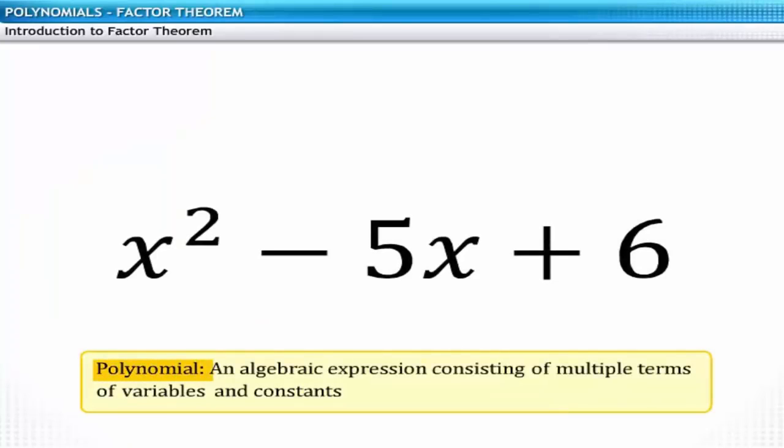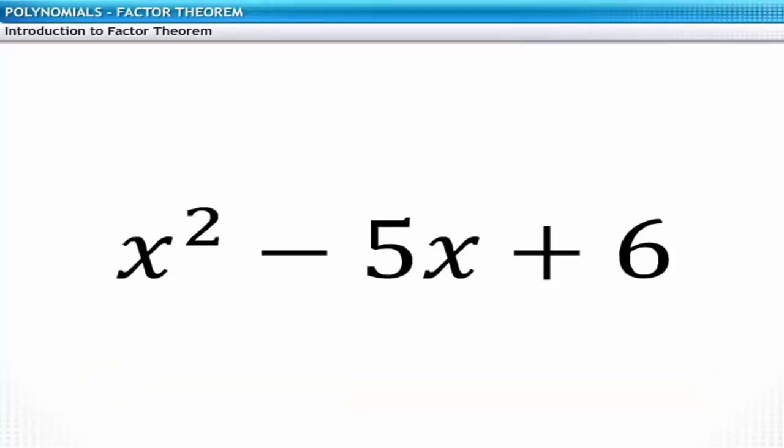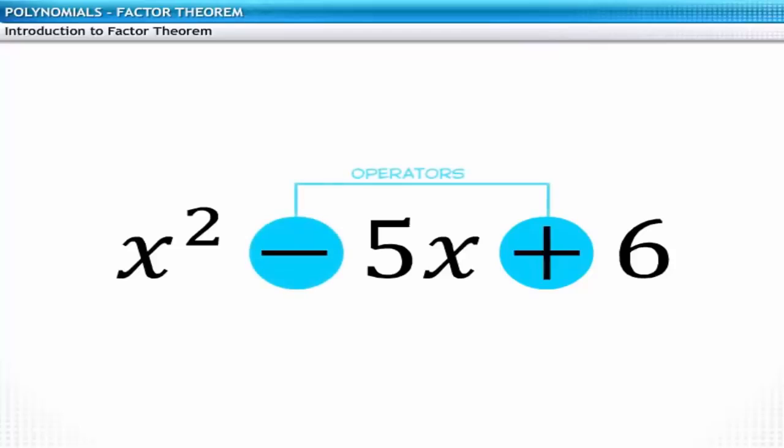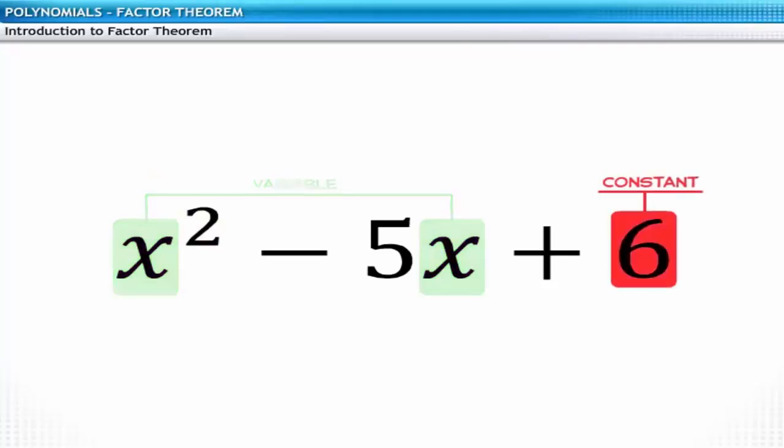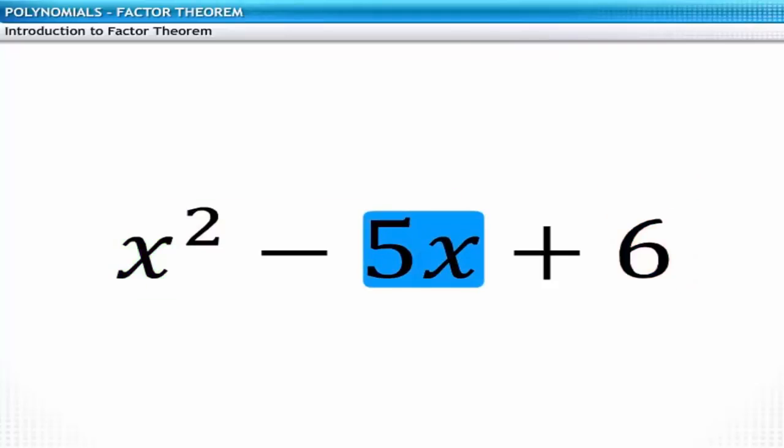A polynomial is an algebraic expression consisting of multiple terms of variables and constants. These terms are combined by using mathematical operators: addition, subtraction, and multiplication. The exponents of variables must be whole numbers. A term can be a variable, a constant, or a product of the two.